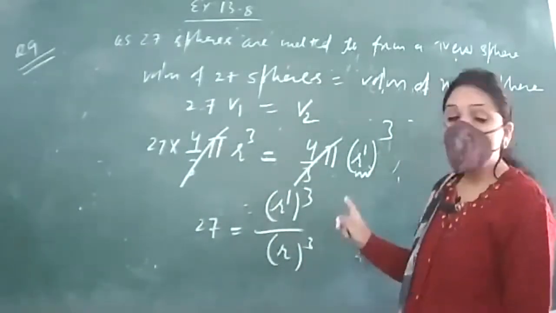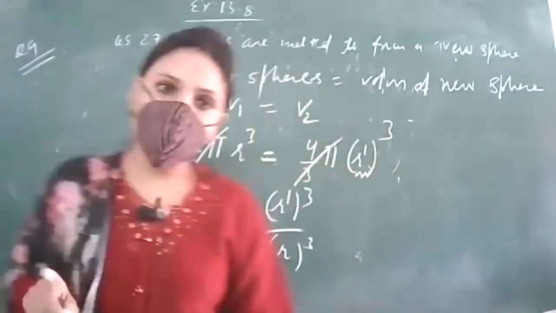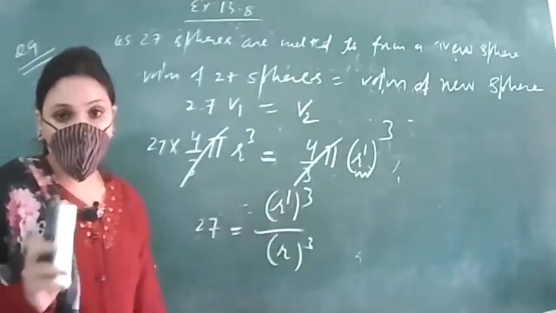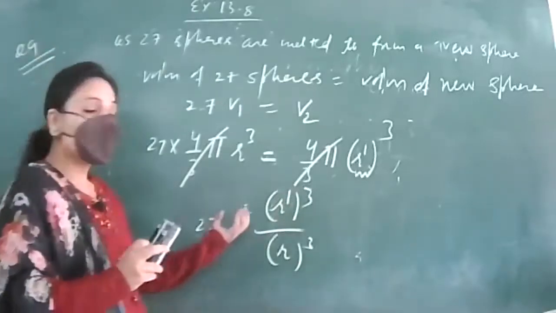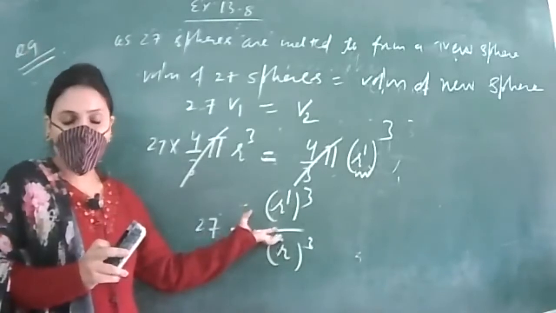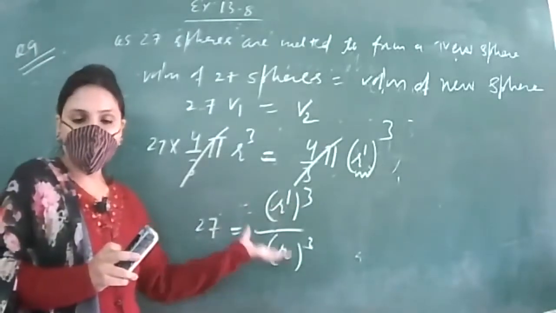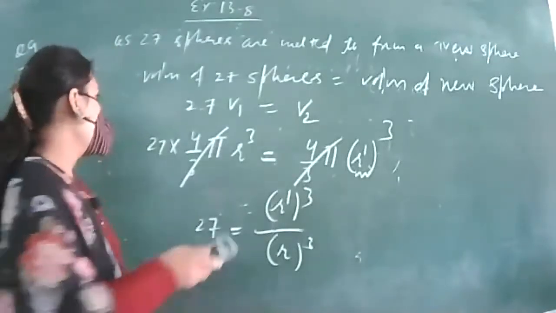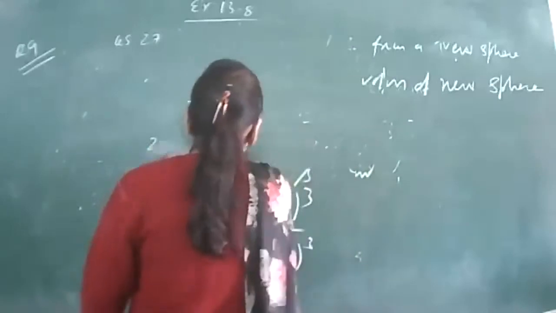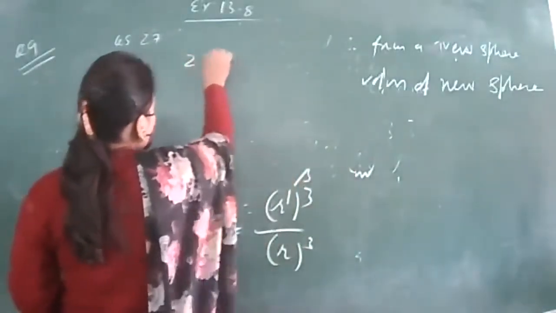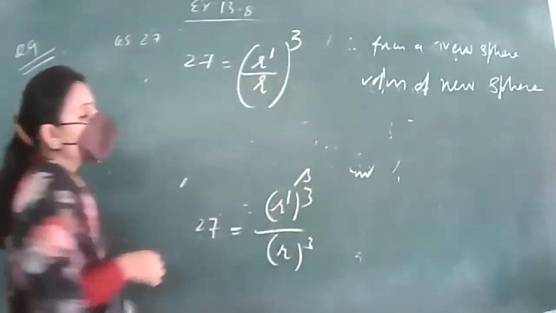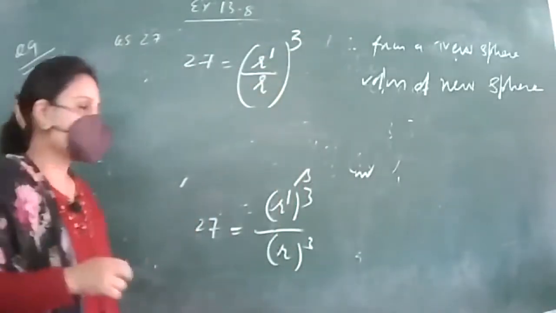So here we are using the concept of exponents. a cube over b cube means (a over b) whole cube. We have learned in exponents that when one number's power is over another number's power, with the same power, then that power can be given to the whole fraction. So further, how will we write it? We have 27 is equal to (r dash over r) whole cube, by using the laws of exponents, right?